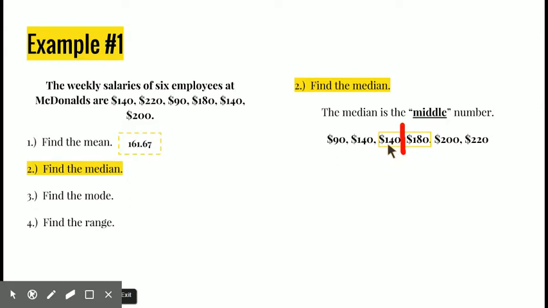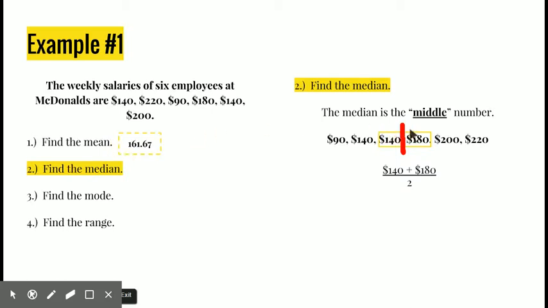But if you ask yourself, what's exactly between 140 and 180? You might be able to figure that out right away just by using logic. But if you can't, or if you know you're going to get a decimal, what you can do is add those 2 numbers together, so 140 and 180, and divide it by the number of numbers. Okay, this is just like the mean.